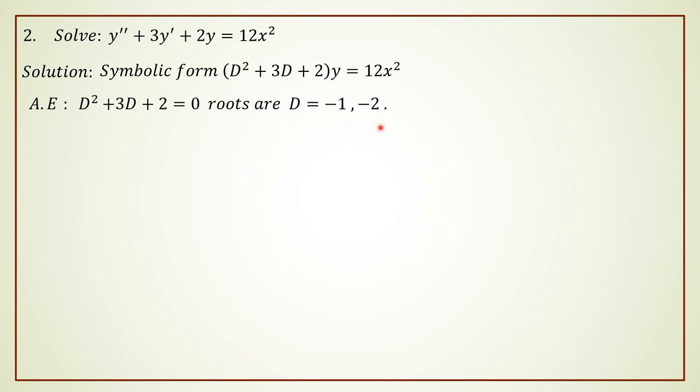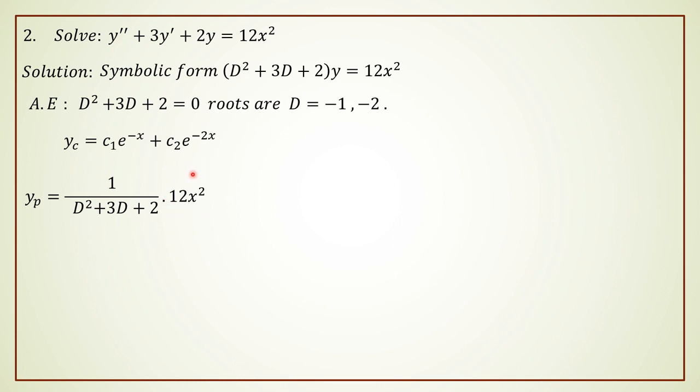to -1 and -2. Since the roots are real and distinct, therefore the corresponding complementary function yc is equal to c1 e to the power minus x plus c2 e to the power minus 2x. Now to obtain the particular integral, yp is equal to 1 by D square plus 3D plus 2 acting on 12x square.